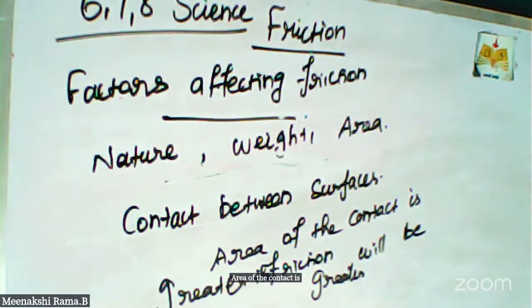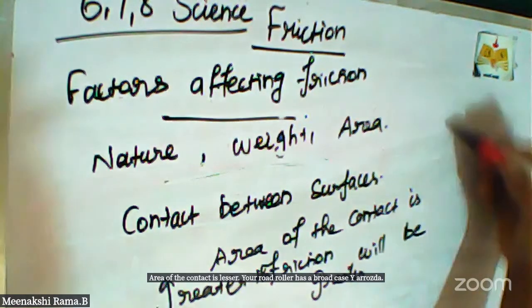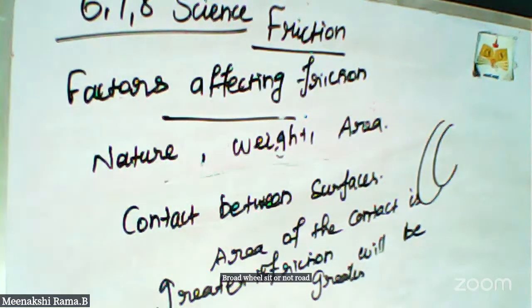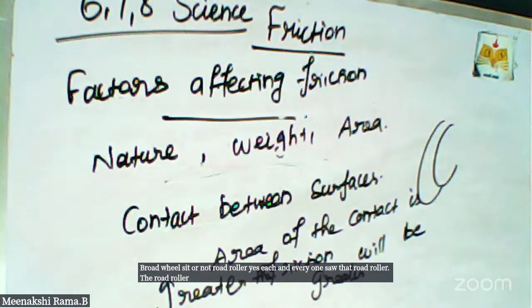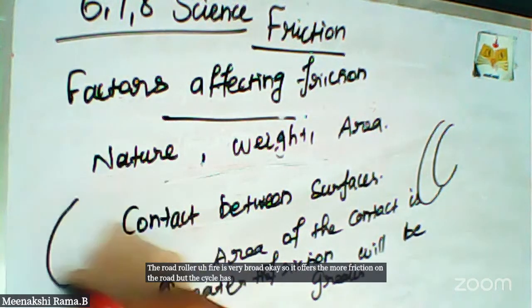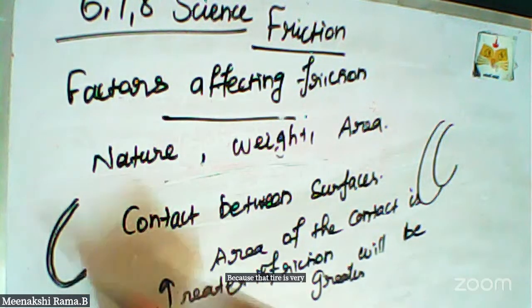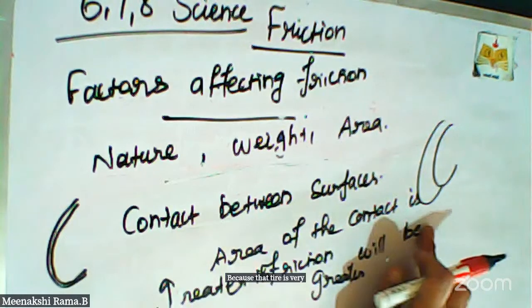Area of the contact is lesser. A road roller has a broad base. A road roller has a broad wheel. Yes, each and every one of you has seen a road roller. The road roller tire is very broad, so it offers more friction on the road. But the cycle has less friction because the tire is very thin compared to the road roller.